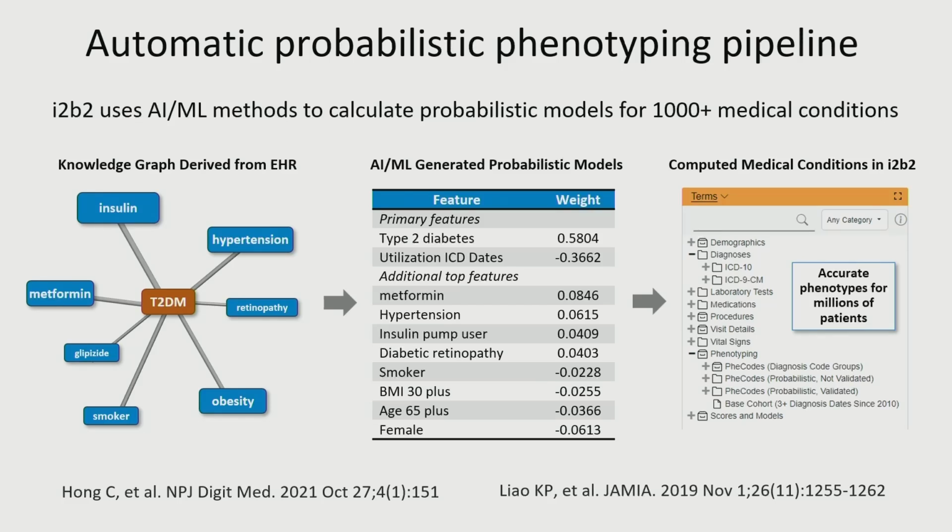Things with positive weights are evidence that the patient has a condition. Things with negative weights are evidence that the patient may not actually have that disease. We can generate these models for thousands of different diseases. We run them across millions of patients and enter the patients who we think really have the conditions into the I2B2 system. And you can query that and get much more accurate results.